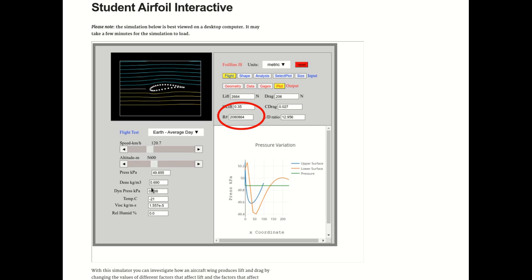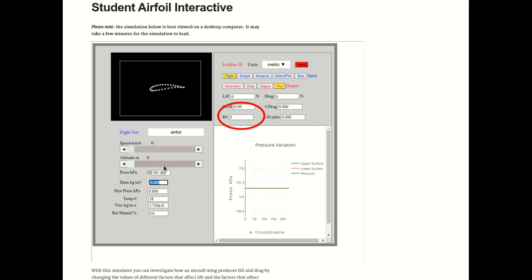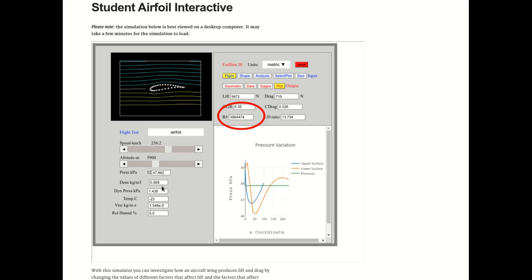This is because the density of the air is getting lower. The density of the air gets lower the higher we go. And then down here we have this viscosity measurement.